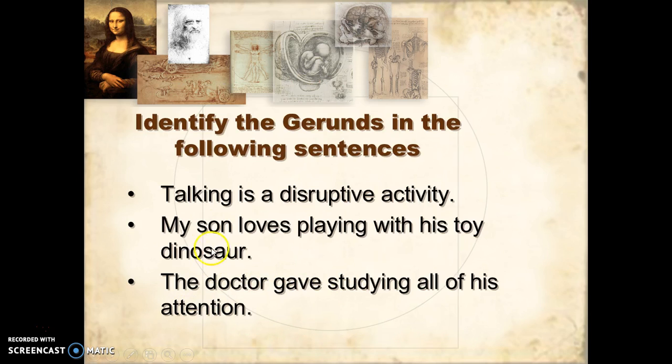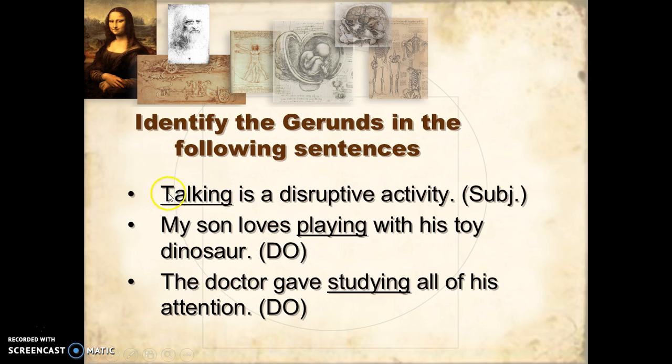So here are the examples I want you to write. Talking is a disruptive activity. Oh, by the way, you're writing these on the bottom half of your flap, and you're trying to identify the gerund by underlining it. My son loves playing with his dinosaur. And the doctor gave studying all his attention. Right? Did you get those written?